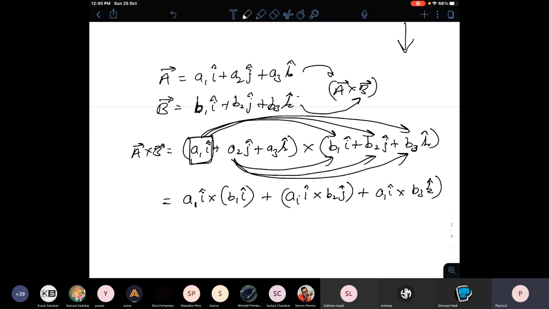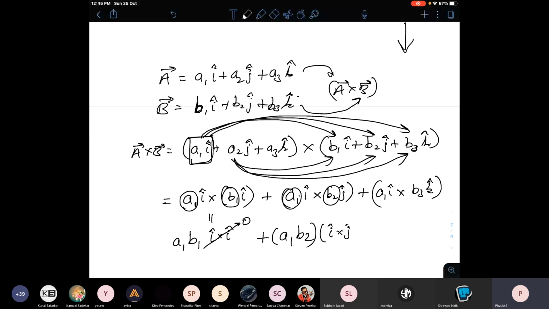Now see, A1 and B1 are scalars. They will multiply separately. So just take them out, A1, B1. What I am left with is I cap cross I cap. I cap cross I cap will become 0. We have just seen this. Now plus A1 into B2. These two are scalars, they will come out. You will have I cap cross J cap. We have just seen that I cap cross J cap becomes K cap.